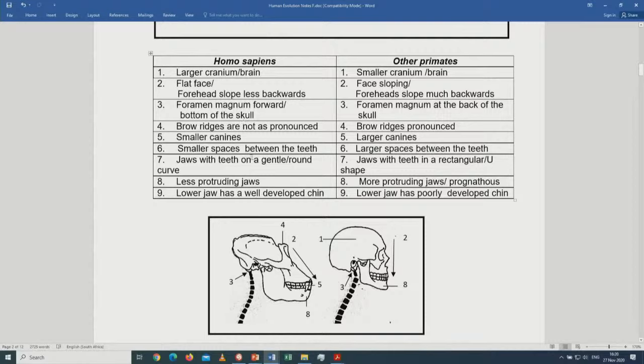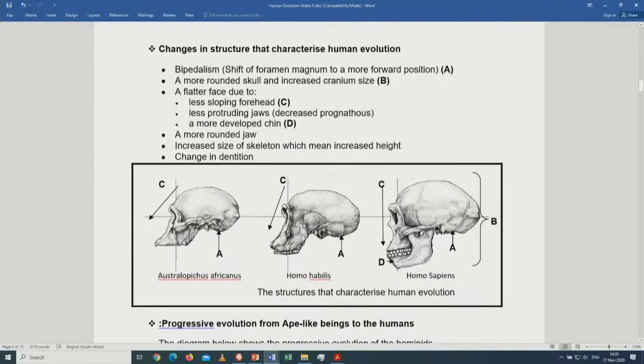There are smaller spaces between the teeth in Homo sapiens, while there are larger spaces between the teeth in other primates. There are other characteristics, but we will move on. Now, if you look at the positioning of the foramen magnum in these 3 skulls here, you see that Homo sapiens have a more forward foramen magnum to allow the spinal cord to enter vertically into the brain and allow bipedalism.